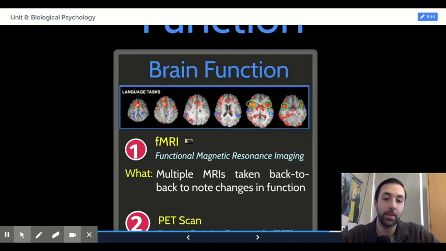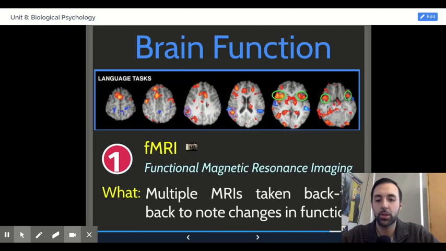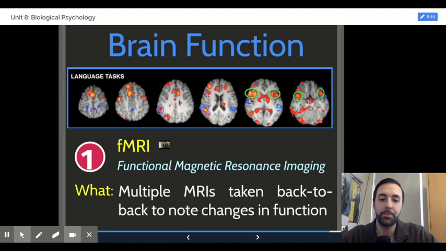So, for example, an fMRI, a functional magnetic resonance imaging study or imaging technique, a functional magnetic resonance imaging scan allows you to look at brain function because it will produce multiple MRIs back to back to back, and then you can watch changes according to each of the videos that you get.